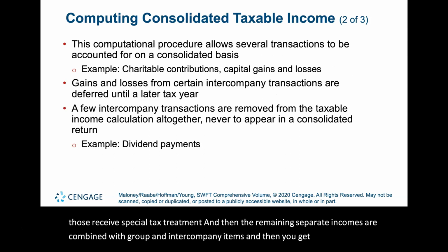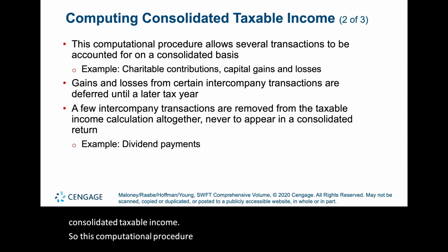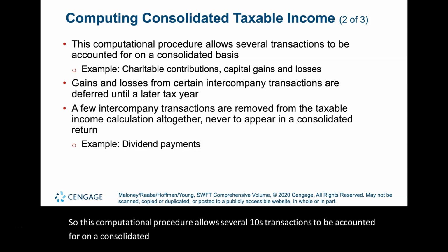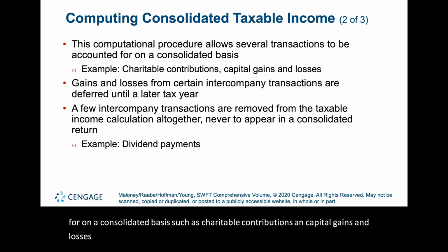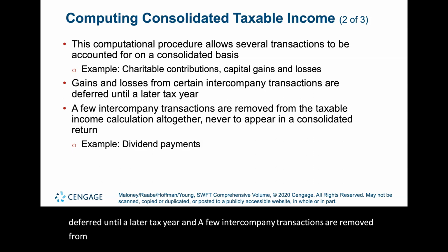income. So this computational procedure allows several transactions to be accounted for on a consolidated basis, such as charitable contributions and capital gains and losses. But those gains and losses from certain intercompany transactions are deferred until a later tax year. And a few intercompany transactions are removed from the taxable income calculation altogether and never appear on a consolidated return, such as dividend payments.